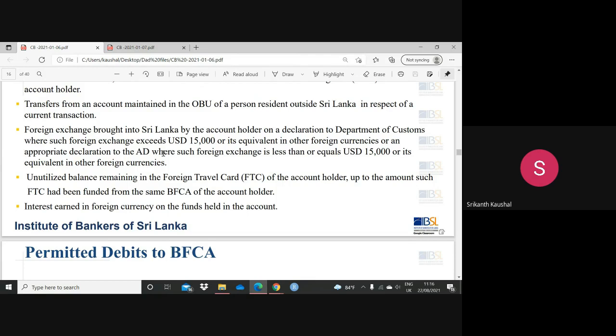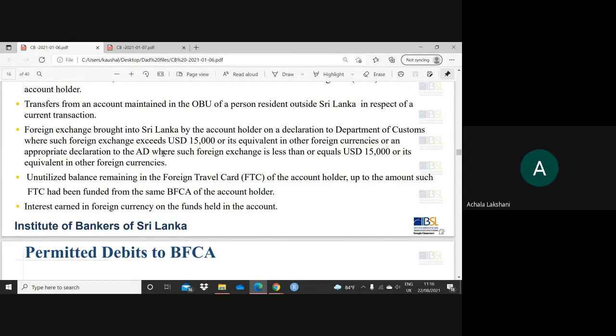So I will take my $10,000 and go to the bank. When I want to deposit it into my PSC account or BSC account, the bank wants a declaration. So then I will give a small letter declaring that when I arrived here, it was brought with me.